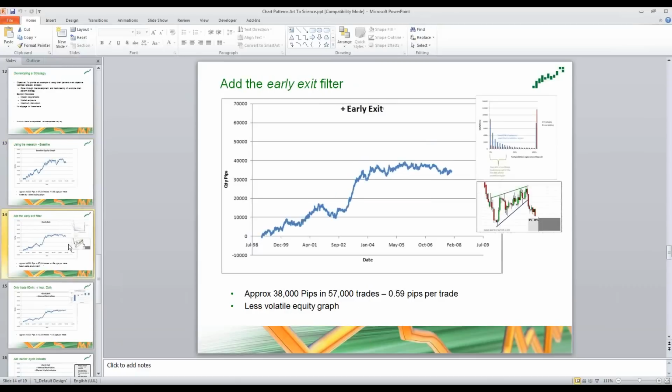What we did subsequently was we put an early exit filter, right? Early exit filter means that if we didn't hit the take profit within the first 30% of the forecast region, we closed out our position early. Whether we're making a profit or a loss, we simply close out the position. And what you can see is an equity curve that is far smoother, but not as profitable, of course. The pips per trade were also reduced.